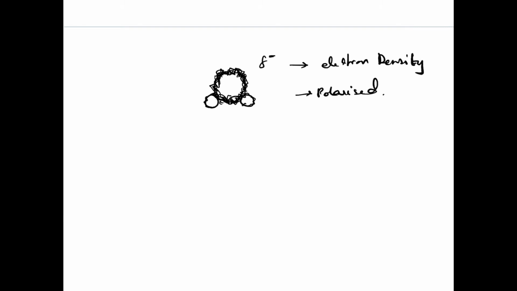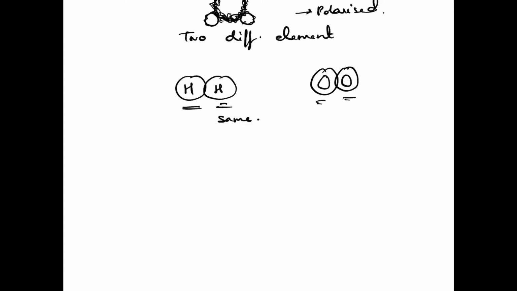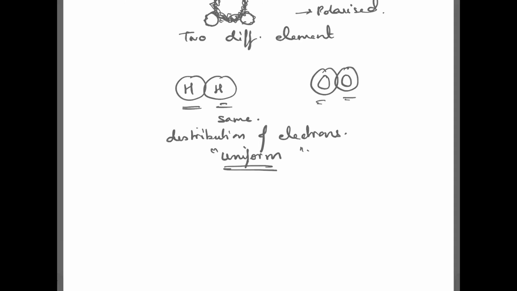This is happening only when two different elements are involved in the bond formation. While if you have only hydrogen and hydrogen forming a bond, or oxygen and oxygen forming a bond, then they have the same electronegativities. Therefore the distribution of the electrons is going to be uniform. In the previous case it was non-uniform, here it's uniform.